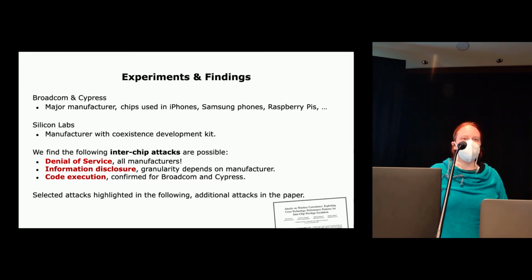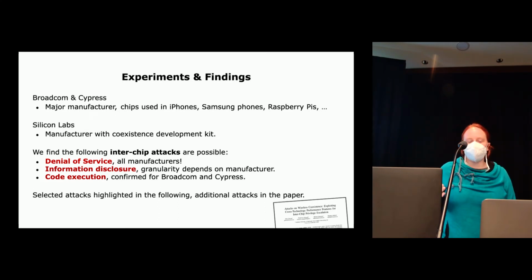Because they coordinate packet transmission and other information, you can also leak some information between those chips. And we found code execution, which we only confirmed for the Broadcom and Cypress chips, but who knows, maybe there are other vendors with similar vulnerabilities. Because of limited time, I'm now only going to show you two of those attacks, but you can find more attacks in the paper.